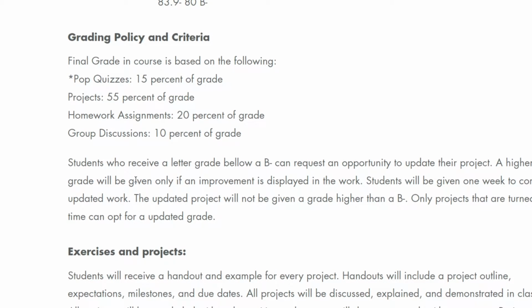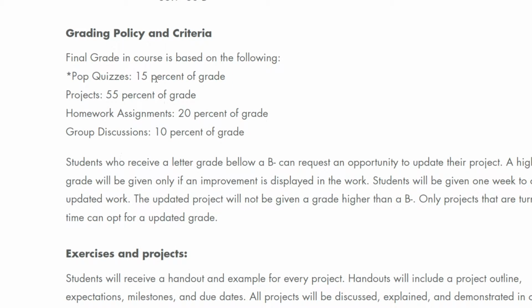Right here. So you have a pop quiz worth 15% of your grade. Remember I said there's going to be words and vocabulary tied to this class. So there's a pop quiz towards the end of the quarter. Projects, there's 2 of them that we're currently doing, or that I currently have designed. That equals 55% of your grade. There are a bunch of homework assignments. That's 20% of your grade. And then we also have group discussions worth 10% of your grade. I hope that adds up to 100.